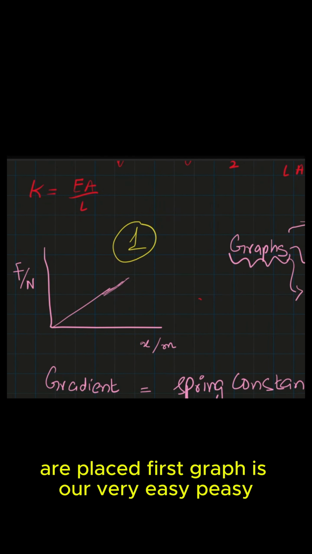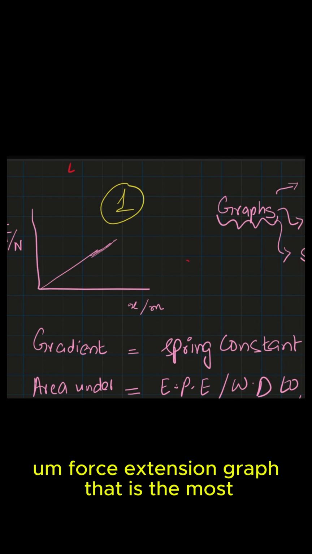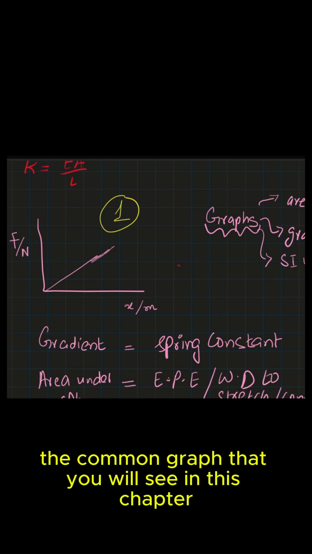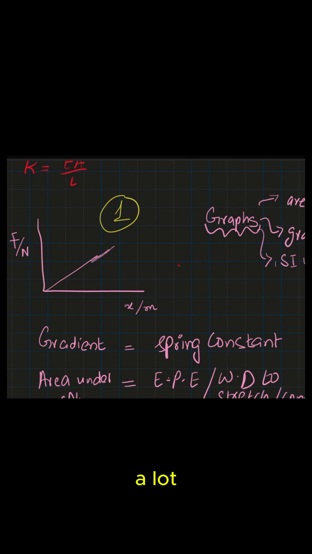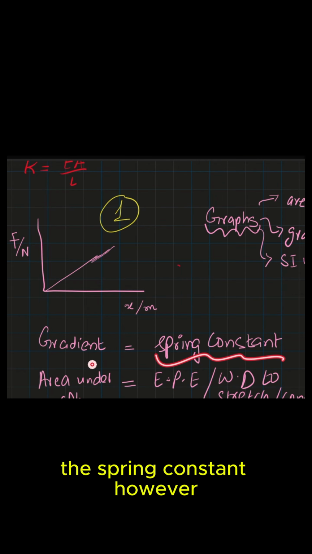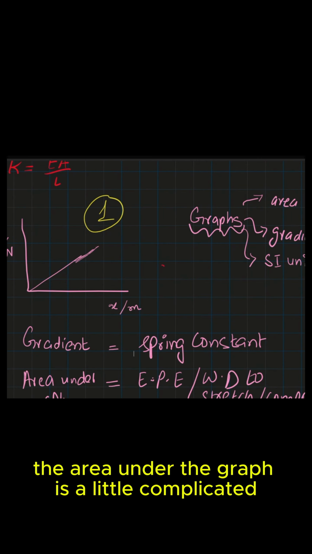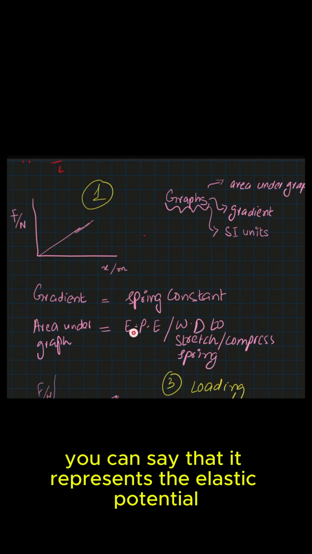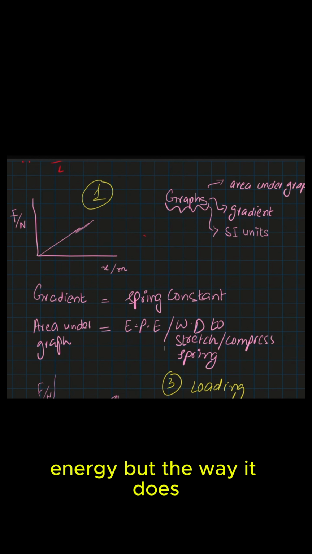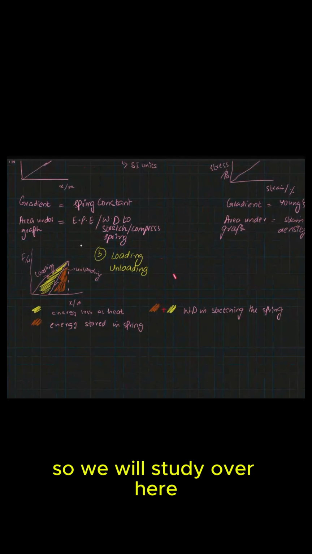First graph is our very easy peasy force extension graph. That is, I guess, the most common graph that you will see in this chapter, and you have to know that the gradient represents the spring constant. However, the area under the graph is a little complicated because you can say that it represents the elastic potential energy, but the way it does so, we will study over here.